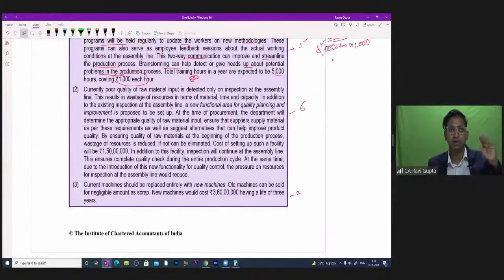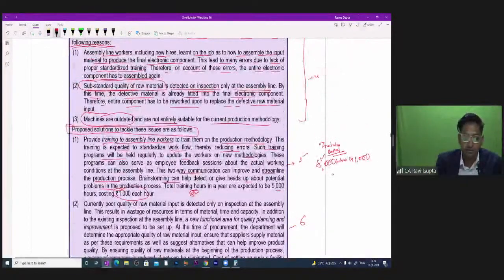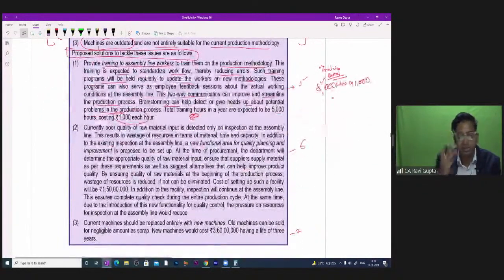We have three problems mentioned above, and to those three problems, we have been provided a solution. See, we have one, we have two, and we have three problems. These are the problems. And to the three problems, we have these three solutions.